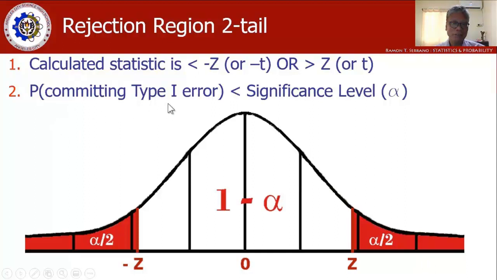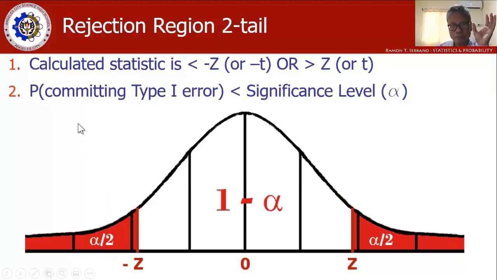Now the probability of committing type 1 error, remember, is less than the significance level alpha. Or in this case, less than alpha over 2 if you have a two-tailed test. Take note of that. If you have questions, we'll discuss that in class.